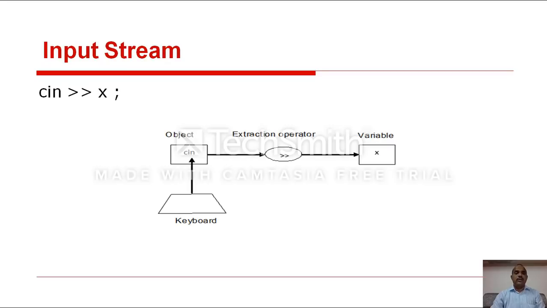Next, the operator greater than is called the extraction operator. Simply, this is the keyboard. Here cin is the statement object, then the extraction operator, then the variable. Simply, a value is read from the keyboard and the value is assigned into the variable memory location. The extraction operator helps extract a value from the keyboard, and the value is assigned into a variable.